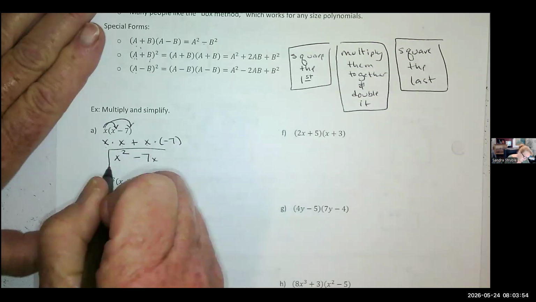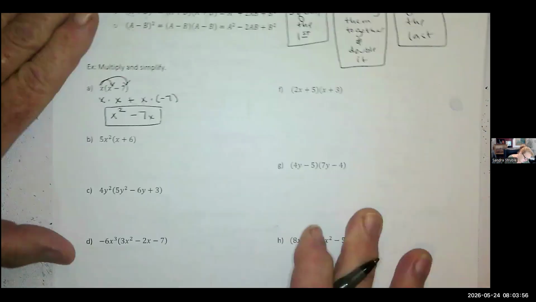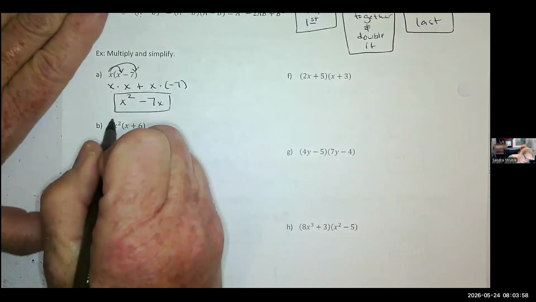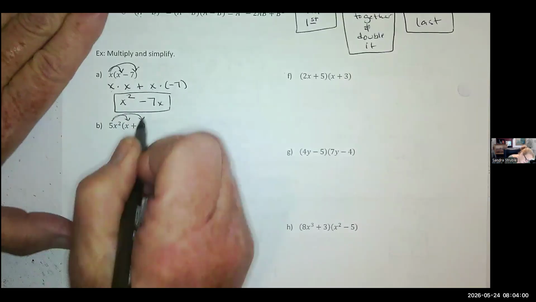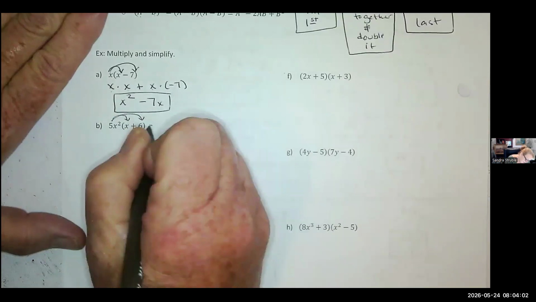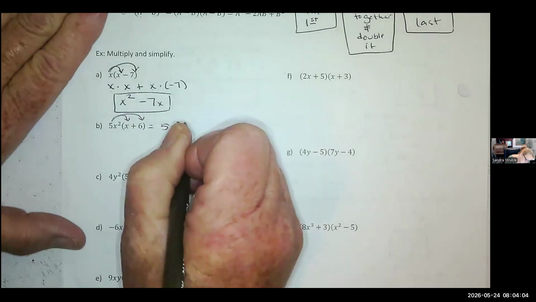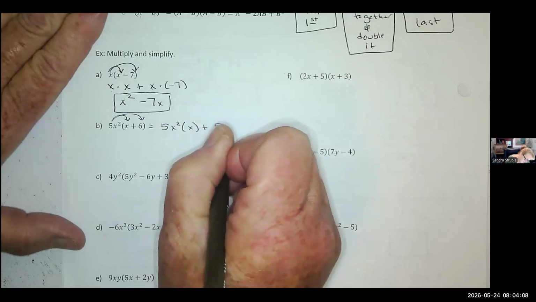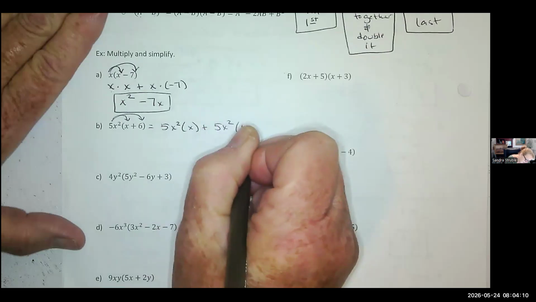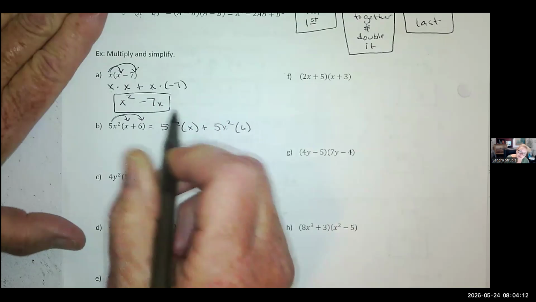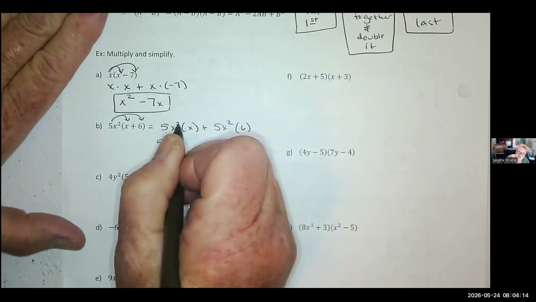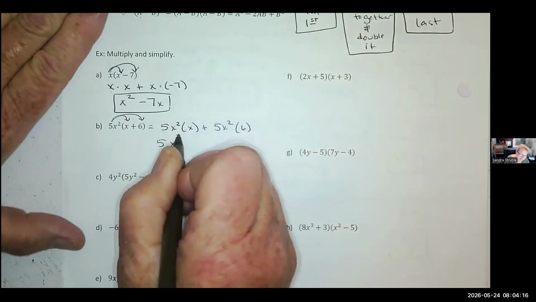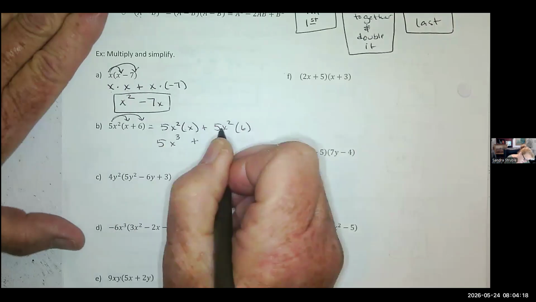All right. Again, distribute, distribute. And I'm writing in the steps for you. 5x squared times x plus 5x squared times 6. 5 times 1 is 5. X to the 2 plus 1 is 3. Plus 5 times 6 is 30. And you bring down that x squared.